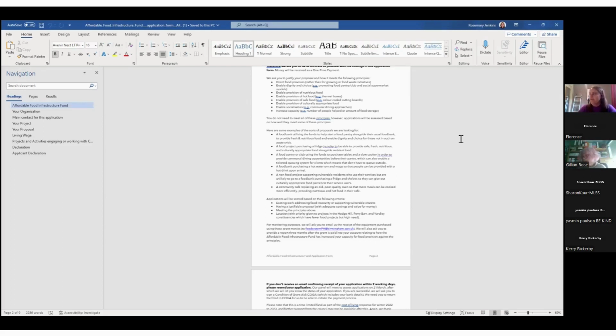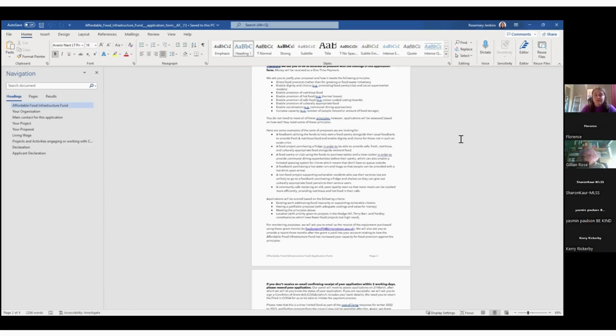For safe provision. Things that enable provision of culturally appropriate food, and we know that our community in Birmingham is so diverse, and we want to really be honouring and respecting different people and their cultures and their heritages through the food that we provide. So if there are ways that you can provide culturally appropriate food through this grant, we'd love to see proposals for that.